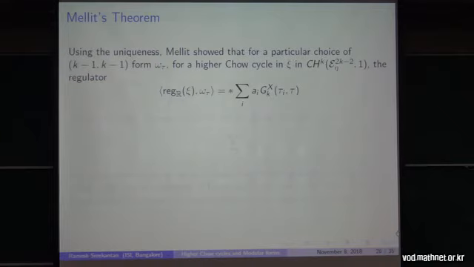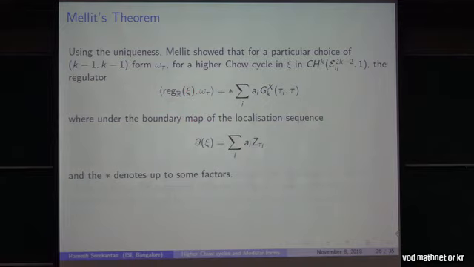Okay, so using uniqueness, Mellit showed that for a particular choice of a k minus 1 form ω_τ, for a certain higher Chow cycle ξ in this group, in fact this is in general, the regulator of this is a sum of certain of these higher Green's functions, where it's a function of two variables. So one variable is the sum of a_i G_k(τ_i, τ). Okay, where the τ_i are determined by the boundary map or the boundary of this element.